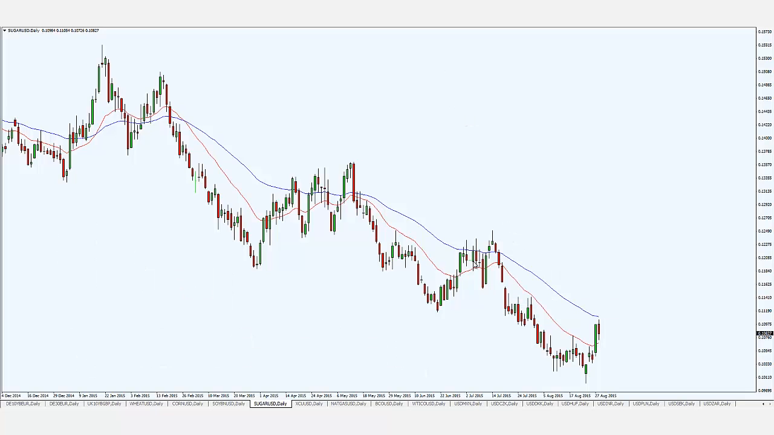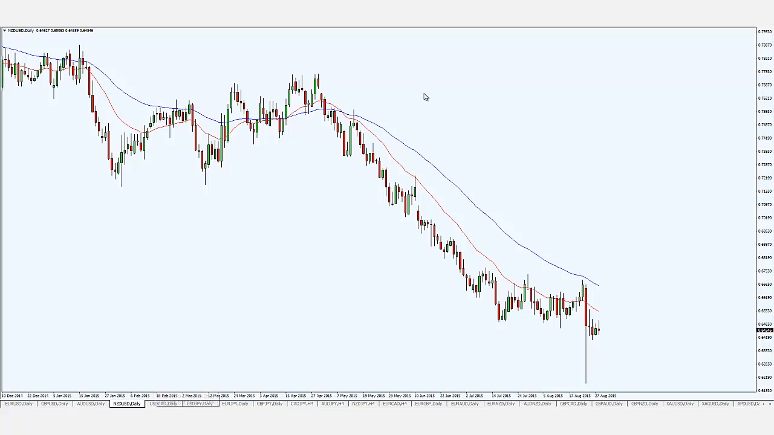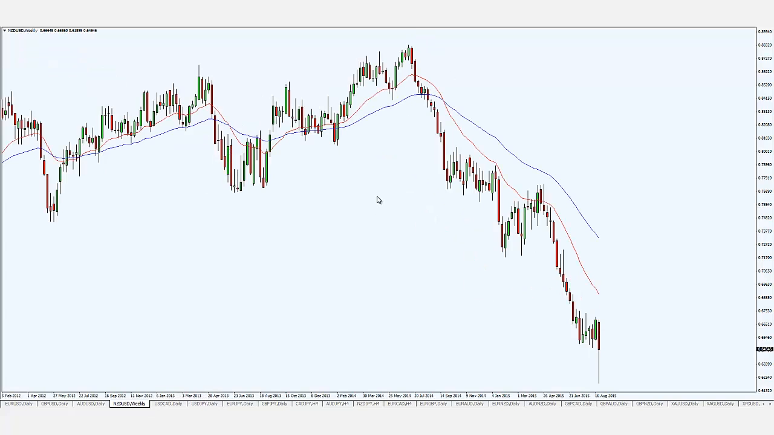So up next, let's talk about the New Zealand dollar. This is the chart of the New Zealand dollar, and if you look at the weekly chart, again, the trend is clearly towards the downside.